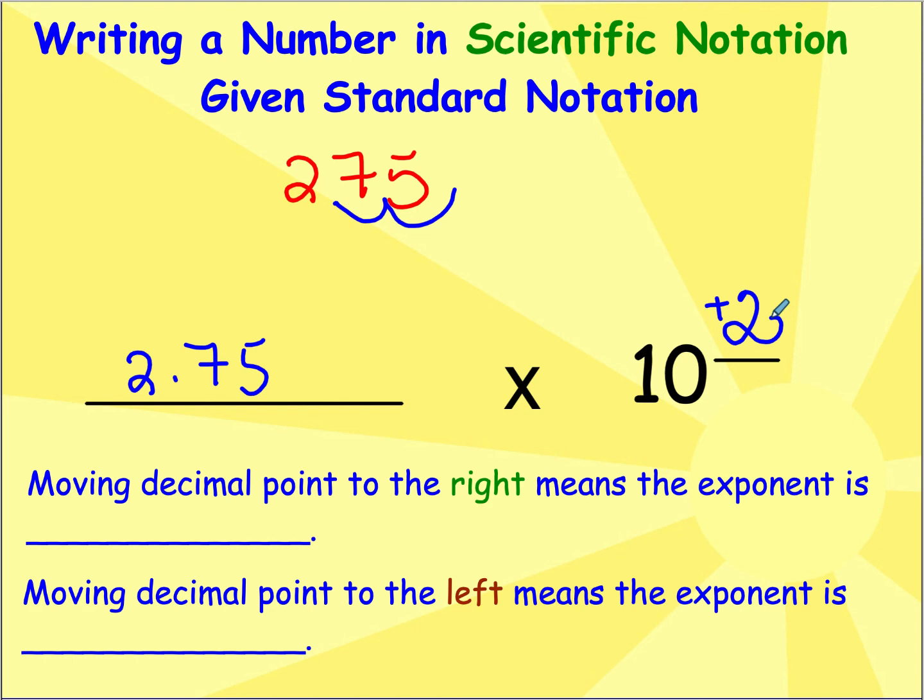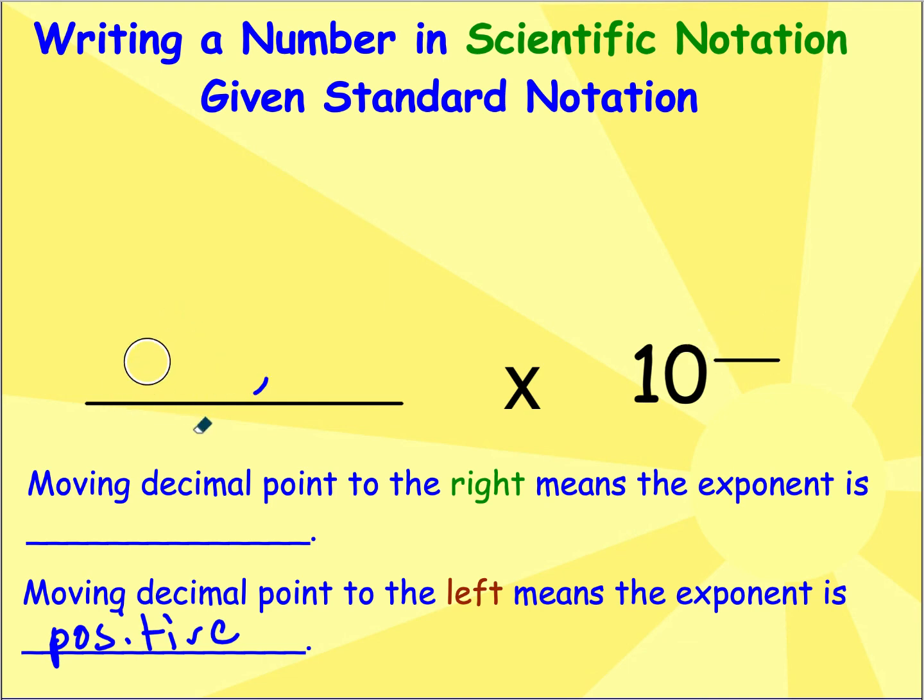Okay, so what am I doing? I moved the decimal to the left to get it between the 2 and the 7. So that means the exponent was positive. And again, it doesn't matter if the number is positive or negative. The absolute value is what we're using for that first number.